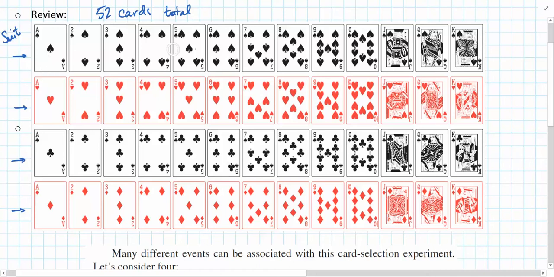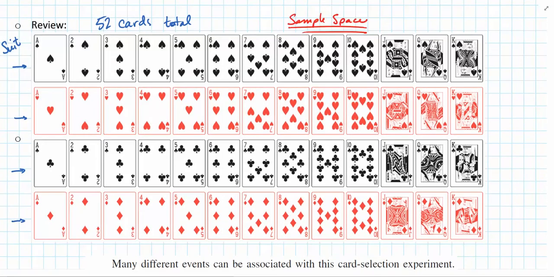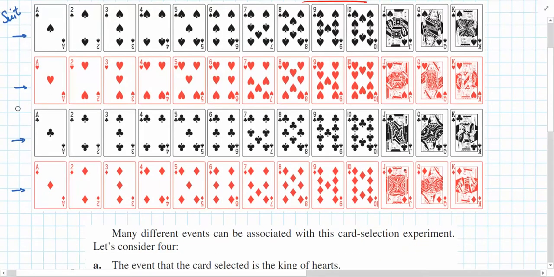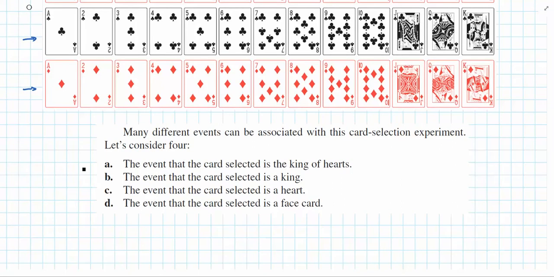When I display all of these cards like this, this represents a sample space. A sample space of all the individual cards that I can pick, this is a list of all of them. Now, with this sample space in mind, we can actually answer a few different events or probabilities associated with a deck of cards. So let's consider 4 events.